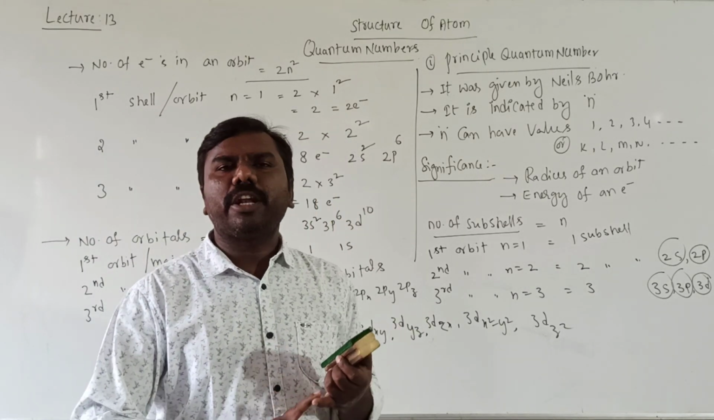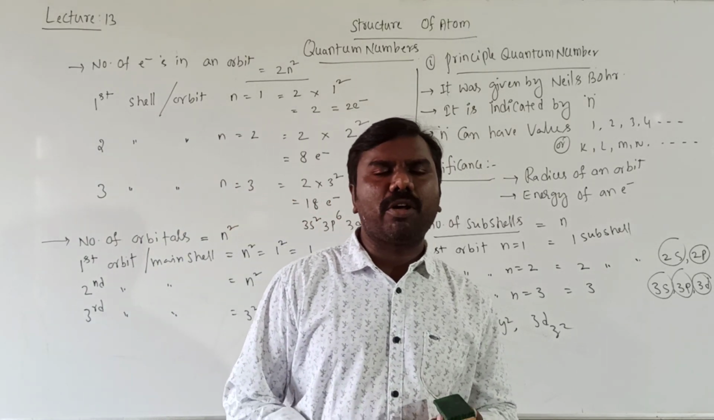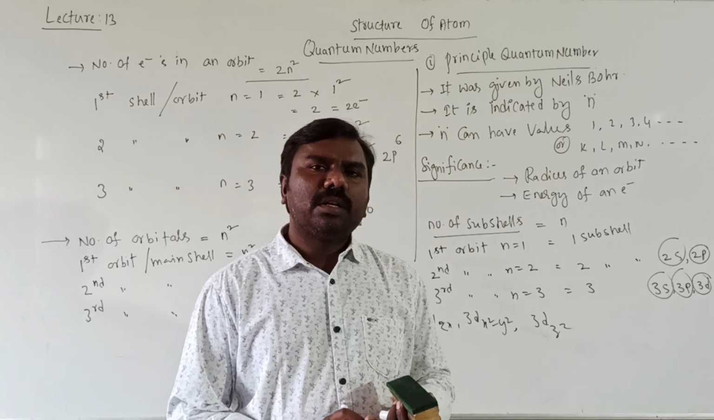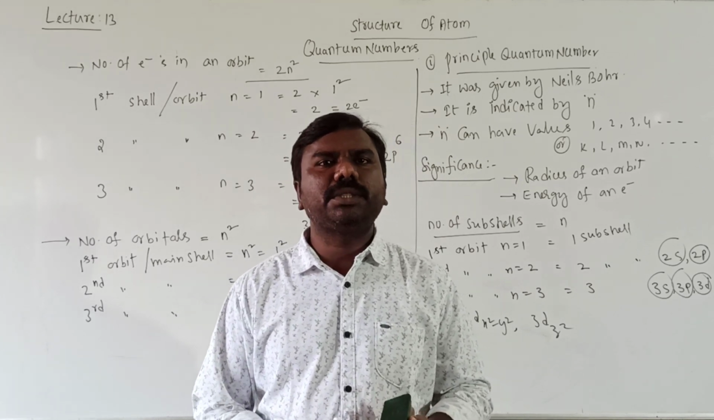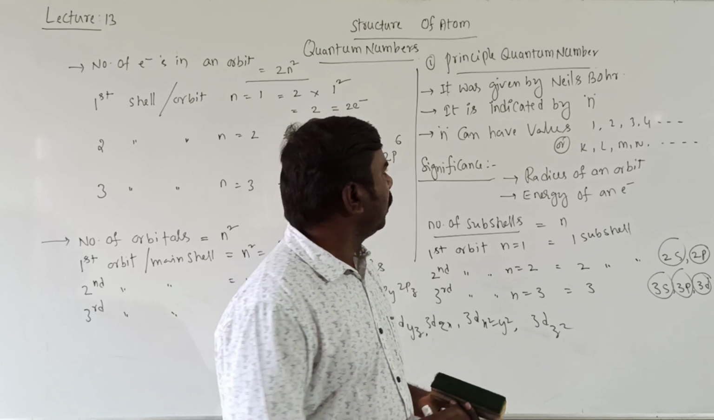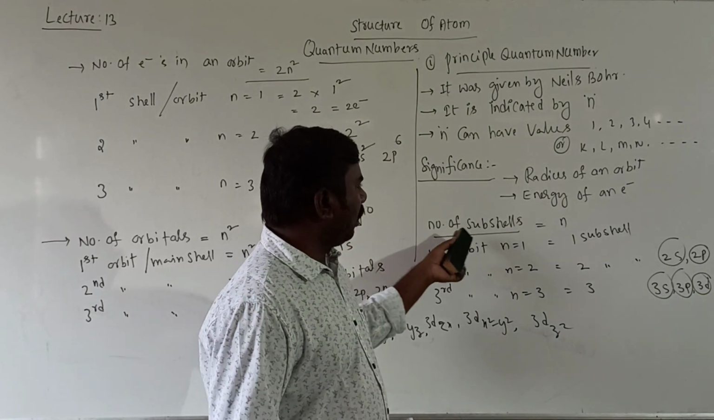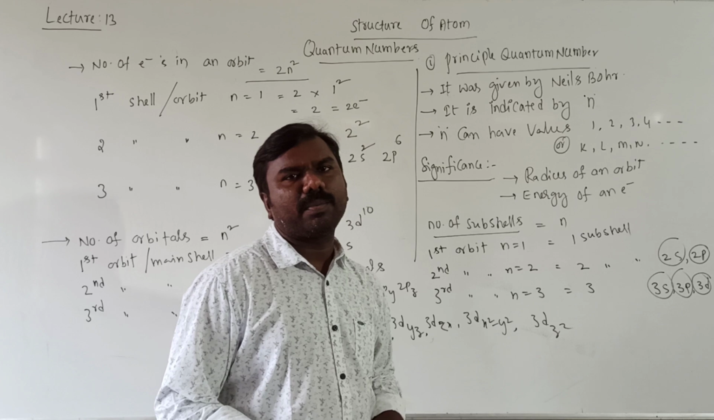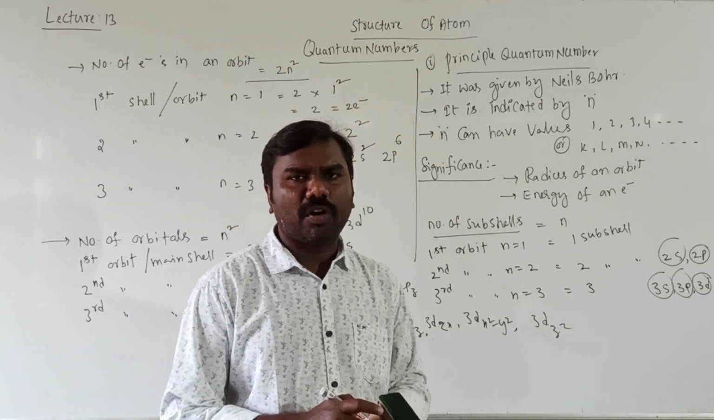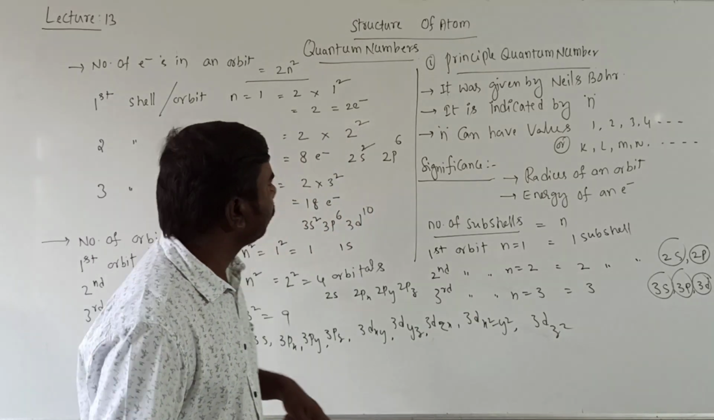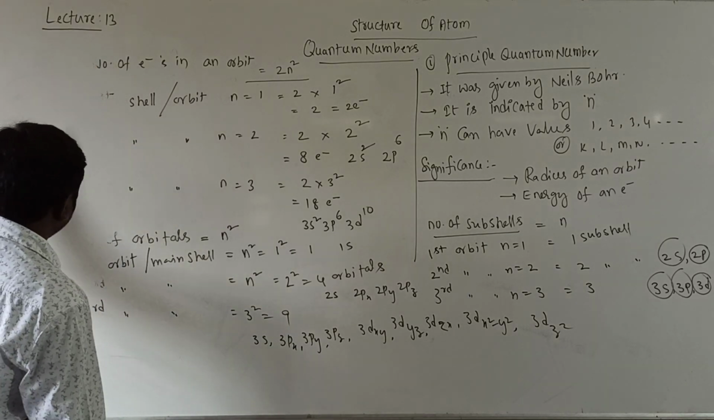You can easily find the number of orbitals in an orbit, the number of electrons in an orbit, and the number of subshells possible in an orbit by these formulas. Remember these formulas. Next quantum number is the azimuthal quantum number.